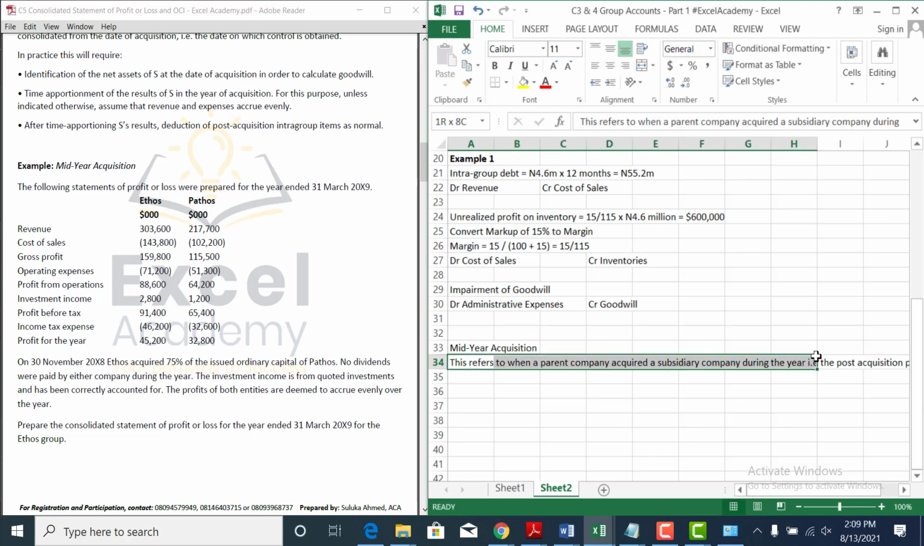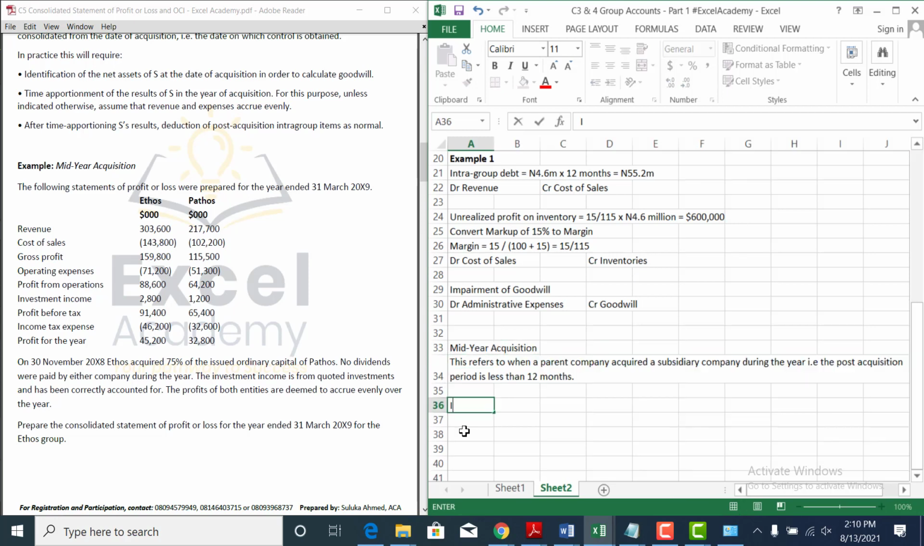You get it now? So if it is less than 12 months, then it makes it a mid-year acquisition. This mid-year acquisition will affect the statement of financial position and the statement of profit or loss, majorly. Because here what we are trying to do is prorate the items in the statement of profit or loss of the subsidiary.